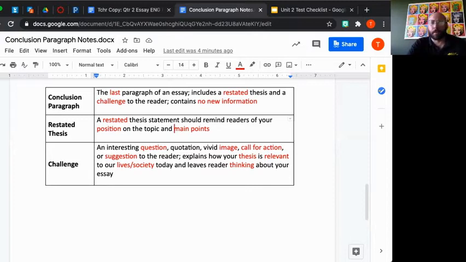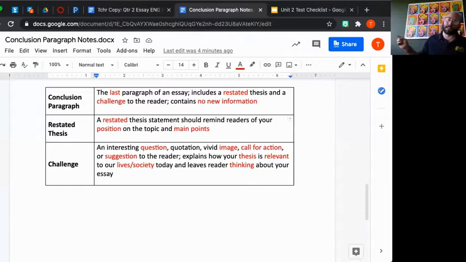This usually is going to be anywhere between 2 to 4 sentences. And this is where you leave your reader with either an interesting question, a quotation, a vivid image, a call for action, a suggestion. And it might also explain how your thesis is relevant to our lives and society, the significance. But basically, at the end of the day, kind of like a hook invites you into an essay as your first sentence or your first sentences of an essay, your challenge is to get your reader to continue thinking about your paper when they're done.